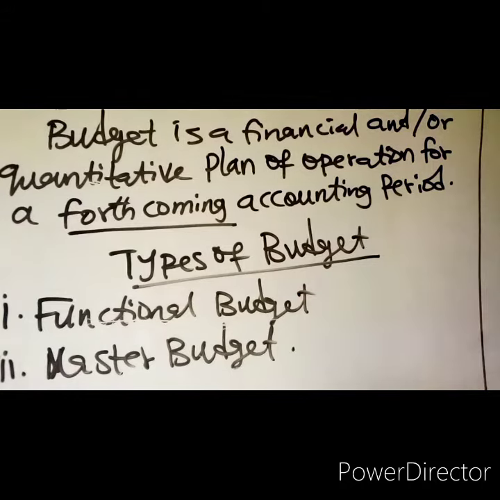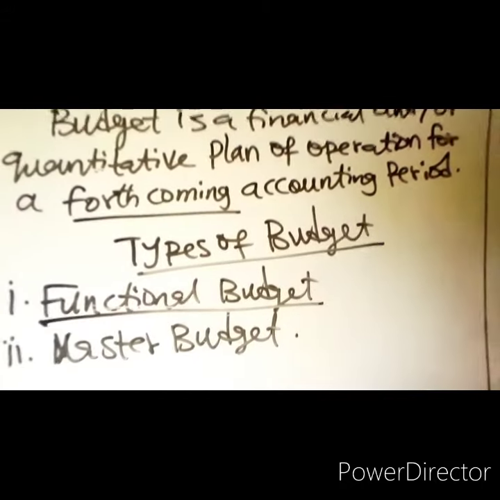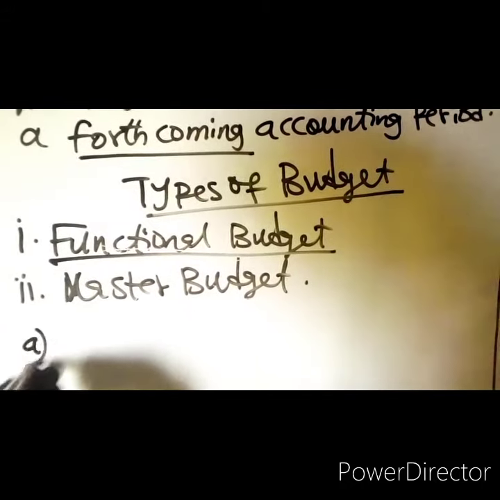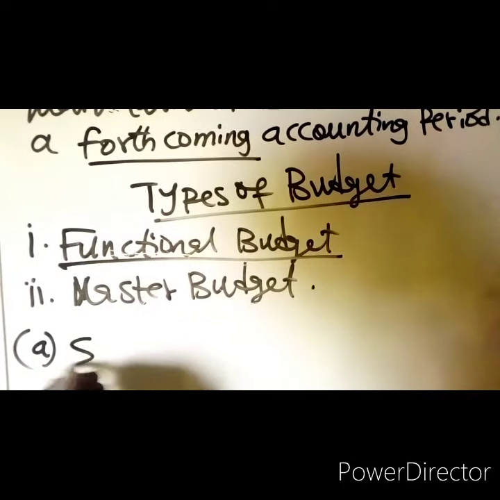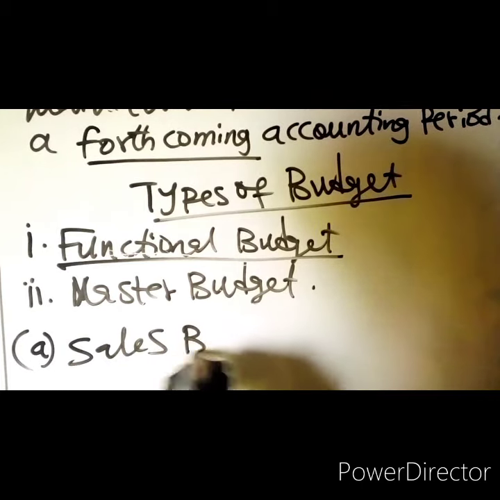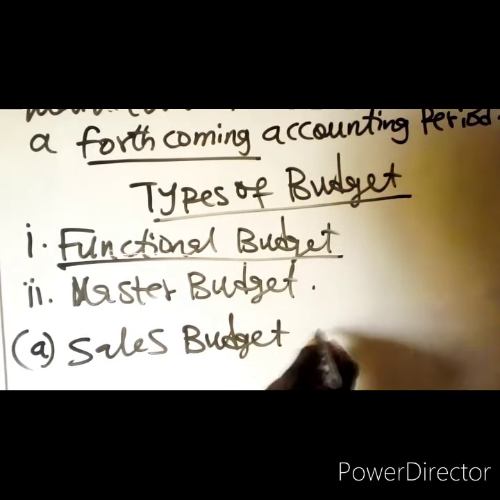So, I've told you that functional budget is the budget prepared by the head of the department. Under the functional budget, we are going to consider the sales budget, or revenue budget.